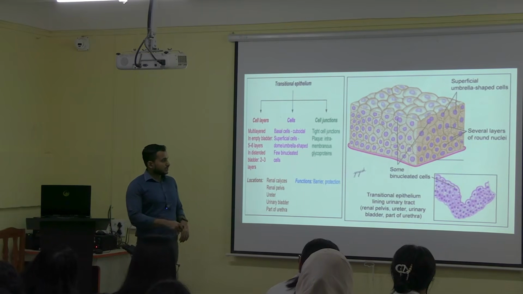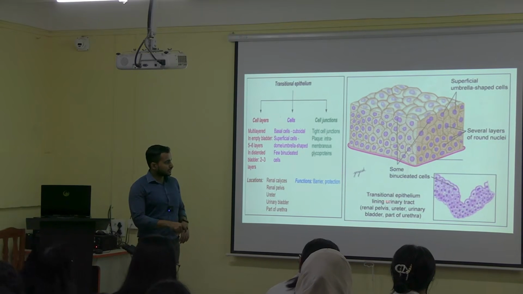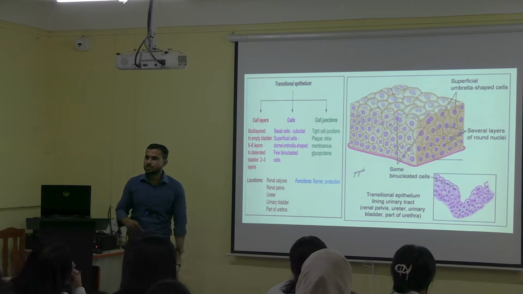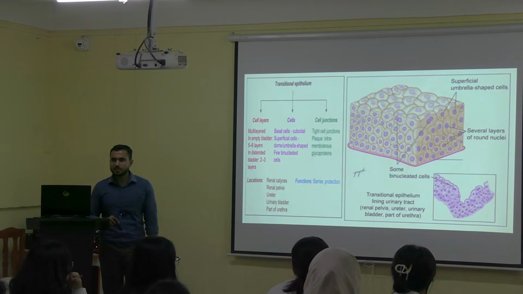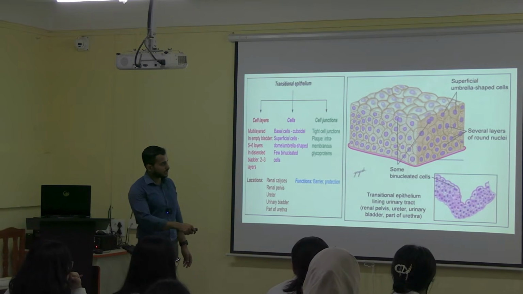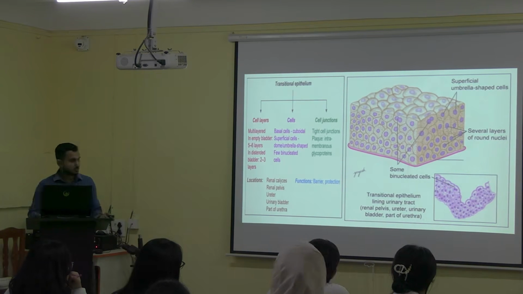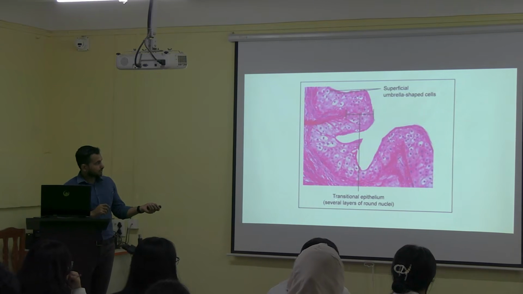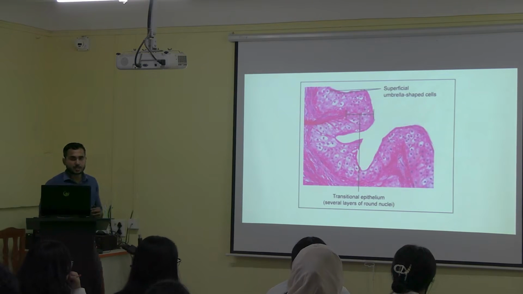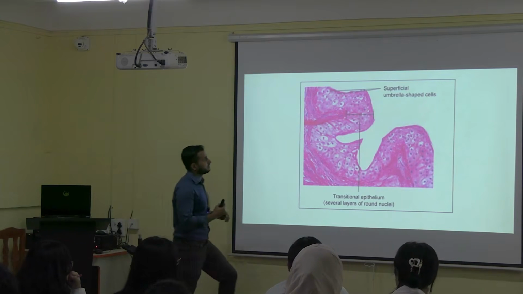Next, you can see where the transitional epithelium is present. Not the entire urinary tract, but most of the urinary tract has transitional epithelium. Now this is how it appears. Another diagram is there. So this is the transitional epithelium. So how will we identify the transitional epithelium?